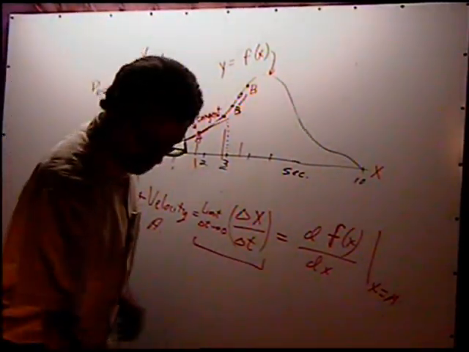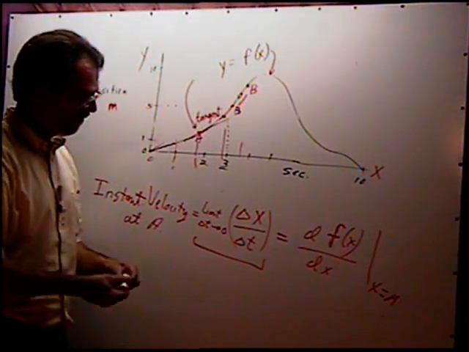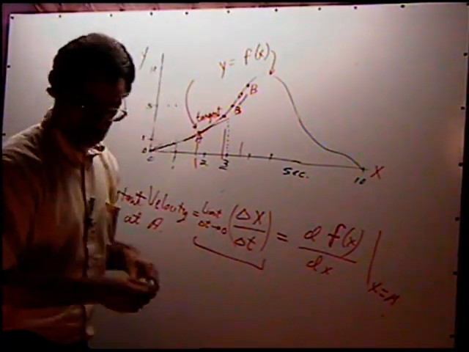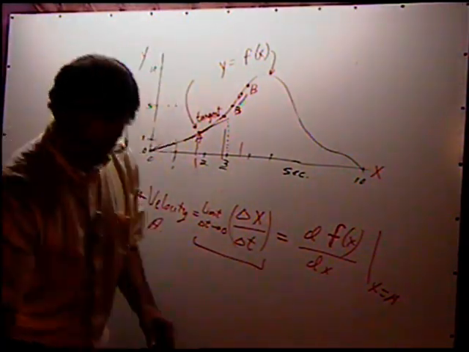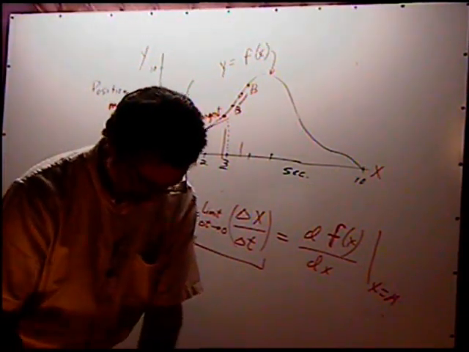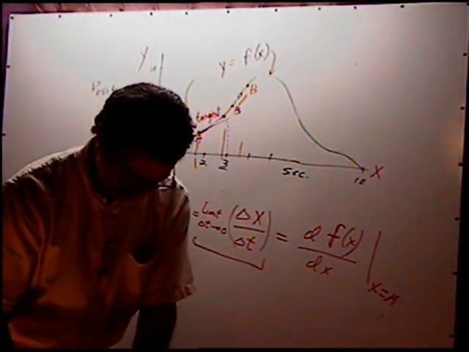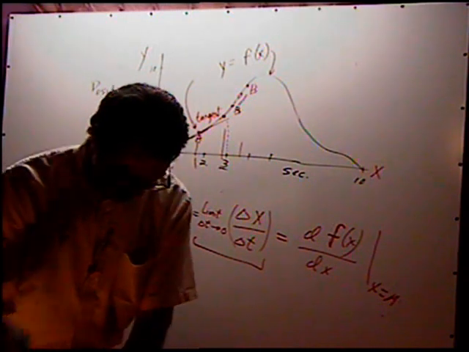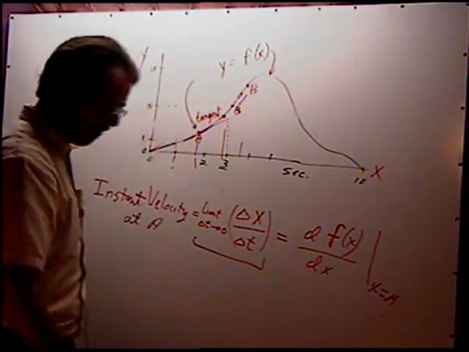Okay, so that gives you a good idea of the differences between average velocities and instantaneous velocities. Moving on to page 21.